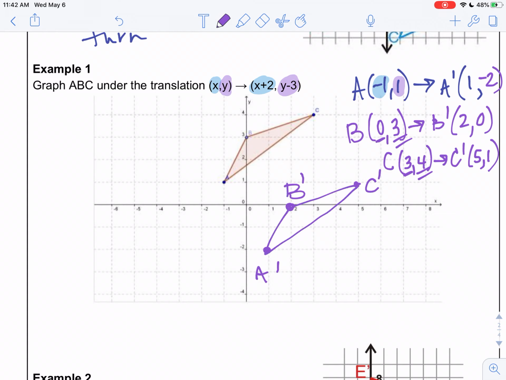And we connect. Essentially what just happened here, okay, by adding 2 to our x coordinate, that means we go 2 units to the right. By doing y minus 3, we're going to move 3 units down. So if I take this original pre-image, I move 1, 2 units right, and 1, 2, 3 units down. There is my image.